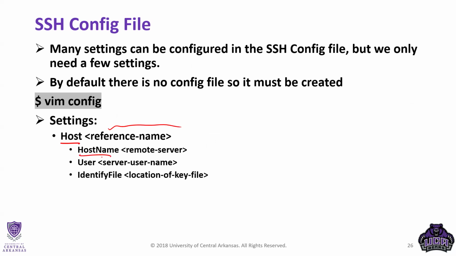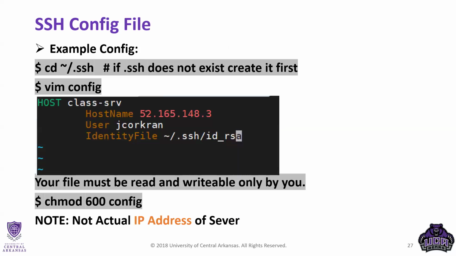And then you have the keyword of HostName. So that would be your IP address. This would be the username that is on the server, not your local username. And then the identity file is the location of your public and private keys. So it's a little bit easier to understand. Note, this is not the actual IP address right here. That information will be in the actual project and in your lab there.